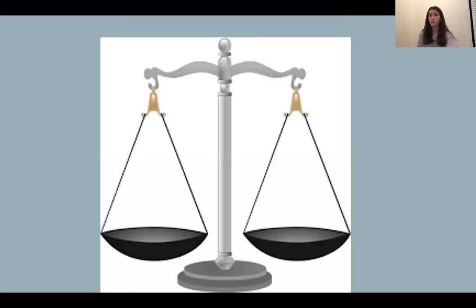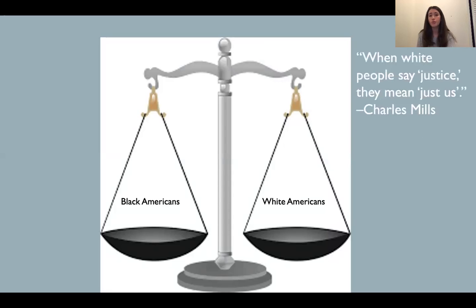Now, to view this on a more microscopic level, we can consider the application of justice to America. Specifically, we consider the justice preserved or not preserved between two groups of people, Black Americans and white Americans. Unfortunately, when considering how these two groups have been treated throughout American history, it actually hasn't been akin to this balanced scale. It's been white Americans who have gotten more and more, and Black Americans who have gotten less. A quote by Charles Mills in The Racial Contract aptly describes this lack of balance or lack of justice. Charles Mills writes, "When white people say justice, they mean just us."